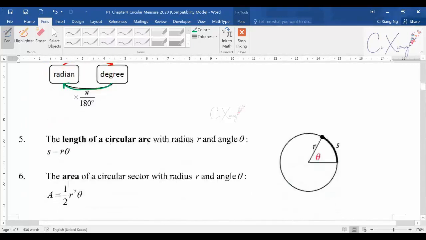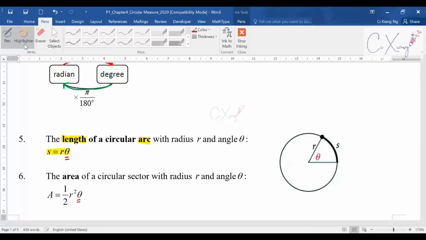Another important thing is you need to know how to calculate the length of an arc. The length of an arc is S equals R theta. Please take note that theta here should be in the unit of radian. If they tell you that theta is 30 degrees, you cannot put 30 here; you have to convert it into radian form, and only then can you substitute it. The same goes for the area of a sector, which is generally half R squared theta.